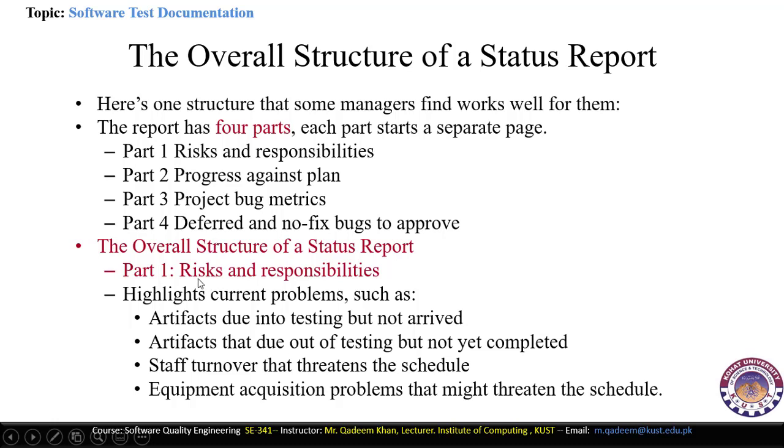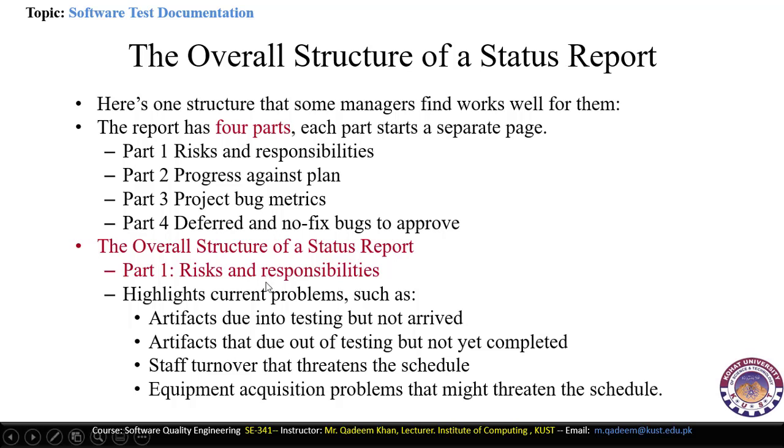The first one is called risks and responsibilities. The risks and responsibilities include different factors which will affect the quality, cost, or schedule of the project. And the responsibilities include the different people required to perform the testing. So it highlights that if problems are there, then all these problems are documented in the overall structure of the status reports.